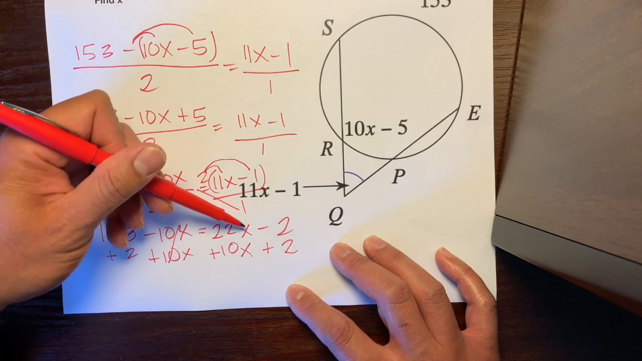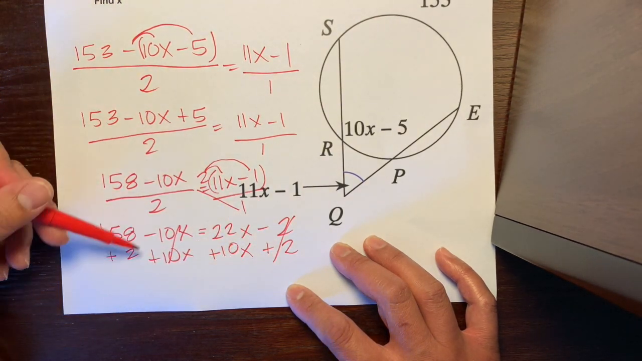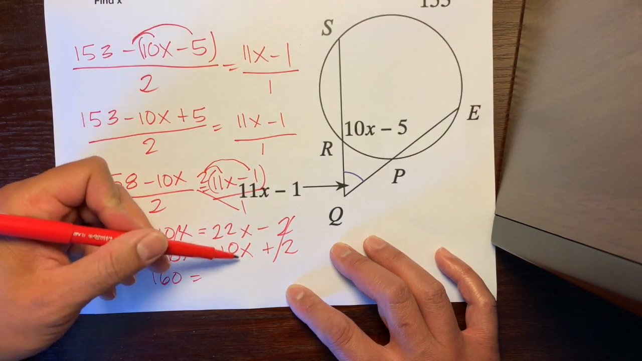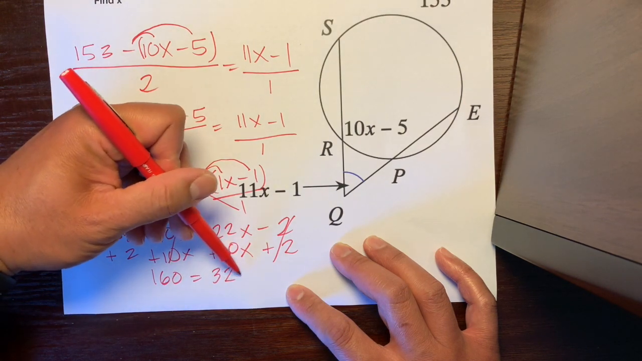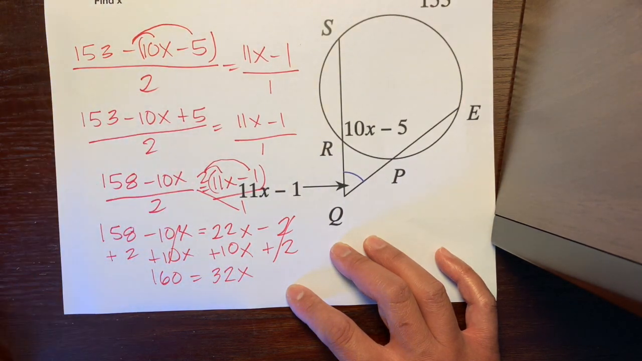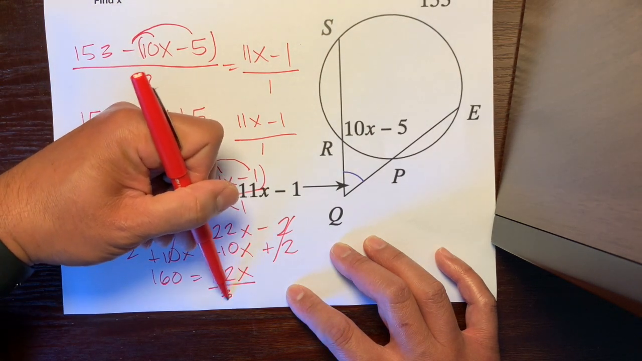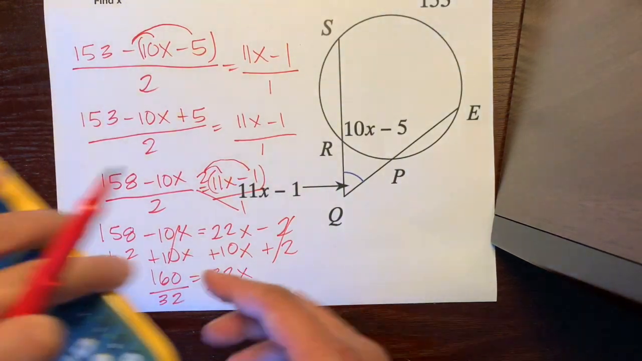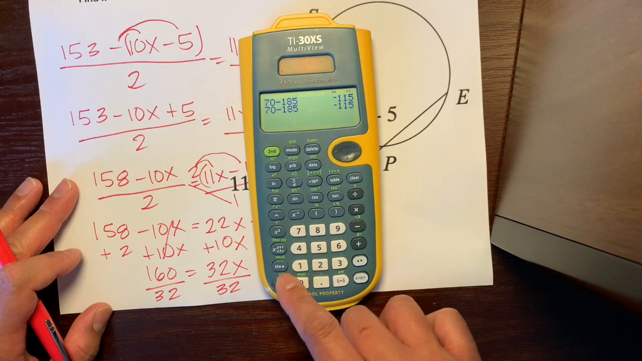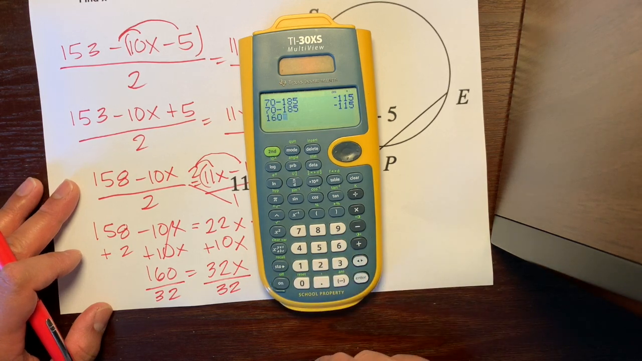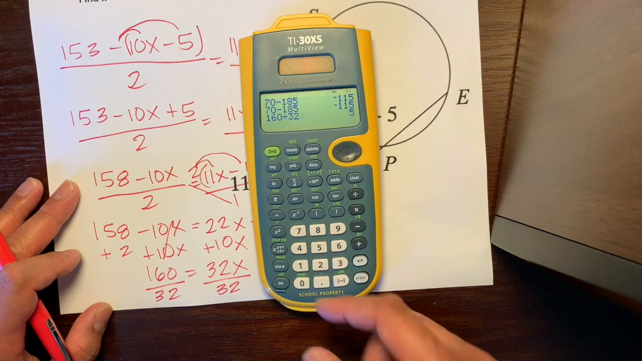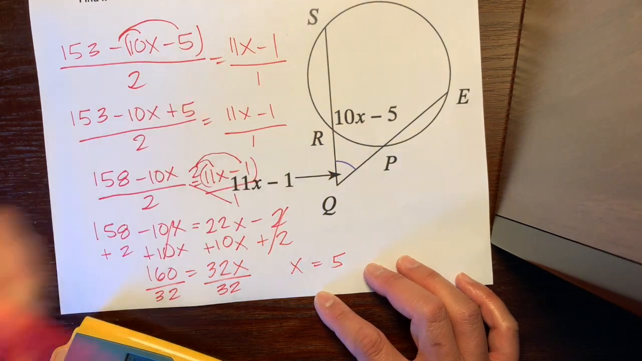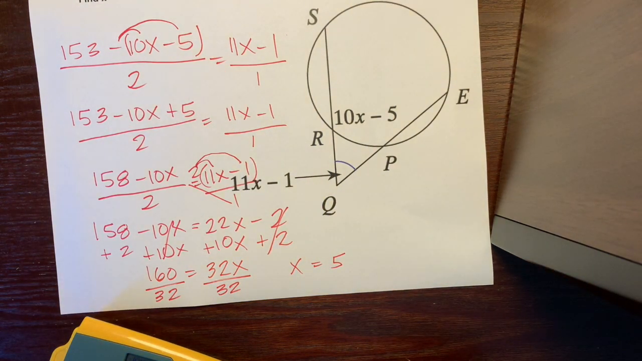So these cancel out, and these cancel out. So 158 plus 2 is 160. 22 plus 10x is 32x. This is 32 times x. Opposite of multiplication is division. So we're going to divide both sides by 32. I think the answer is 5, but if you don't believe me, let's take our calculator. 160 divided by 32. I was right, 5. So x equals 5.